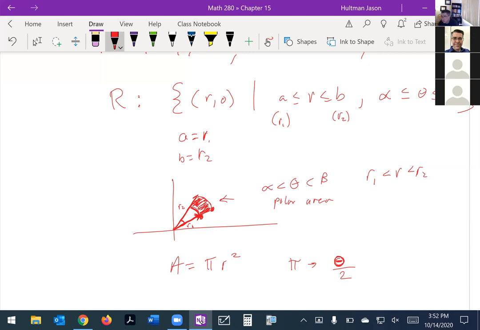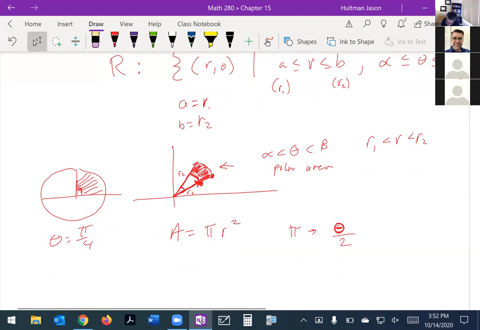Now, let's think about this for a second. The angle of a sector: think of a sector as a circle, a piece of a circle. Why does this work? Let's just say that the angle is pi over 4, and I want the area of this sector. Well, what's theta? Theta is pi over 4. And what's the area here? The area is pi r squared.